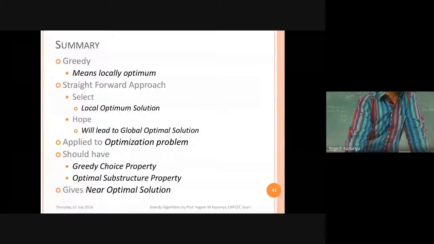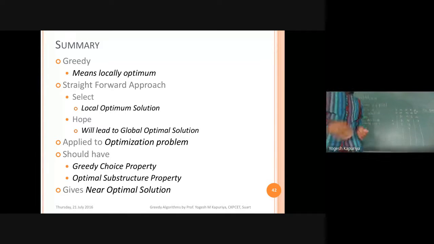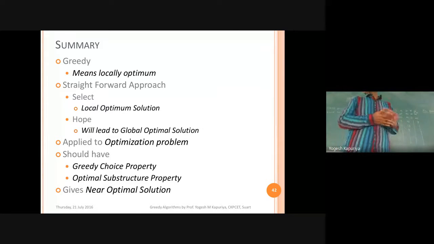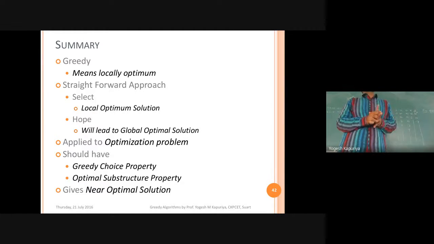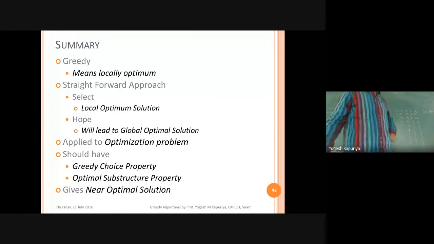Go to the last slide. Okay. So in summary, greedy literally means local optimum. This is a Greek word, and it is derived from that only, which turns out to be local optimum. Local optimum means you pick a choice which looks best at a moment. It's a local choice you are making. It's a straightforward approach. You select the best or local optimum solution and hope, again, the word is hope, there is no guarantee, that it leads to the global optimal solution.